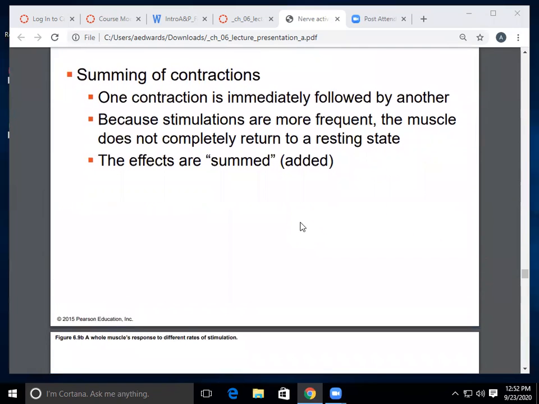Now, there's another thing that we learned about called summing of contractions. And that just means that if you have one muscle contraction and you cause that muscle to contract immediately following that, when you get more frequent contractions, your muscle doesn't get a chance to fully relax, okay? And because it doesn't get a chance to fully relax, you get a summed contraction. So you get more contraction than you do for that individual contraction.